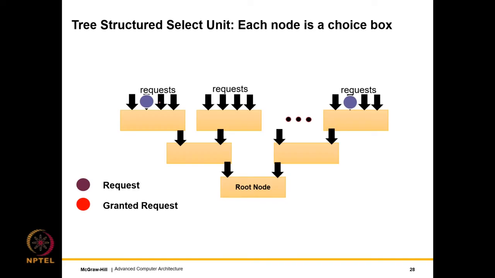In this case, we see a tree structured select unit. These are the different levels of the tree. The tree need not have a fixed arity. I am showing a tree where there are 4 requests coming in at the lowermost layer, and all the internal nodes have 2 each. It doesn't matter. What matters is the logic of these rectangles over here. A rectangle here is called a choice box.